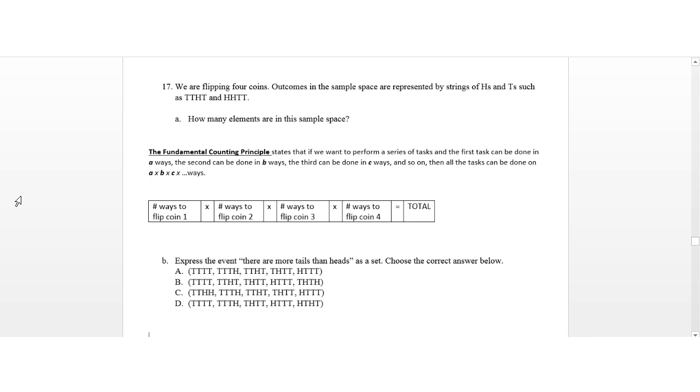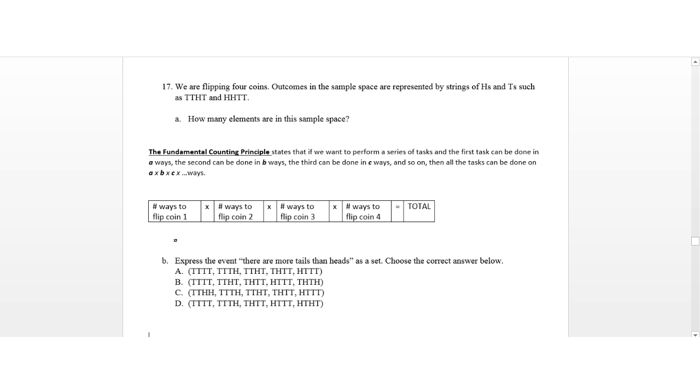We are flipping four coins. Outcomes in the sample space are represented by strings of H's and T's, such as TTHT and HHTT. How many elements are there in this sample space?